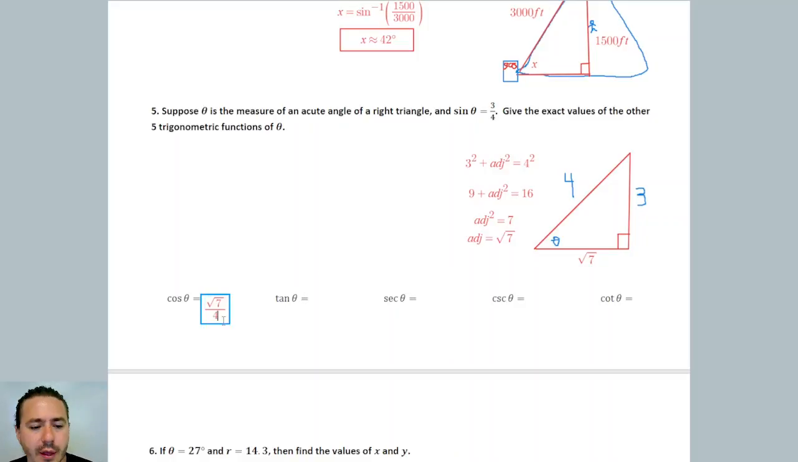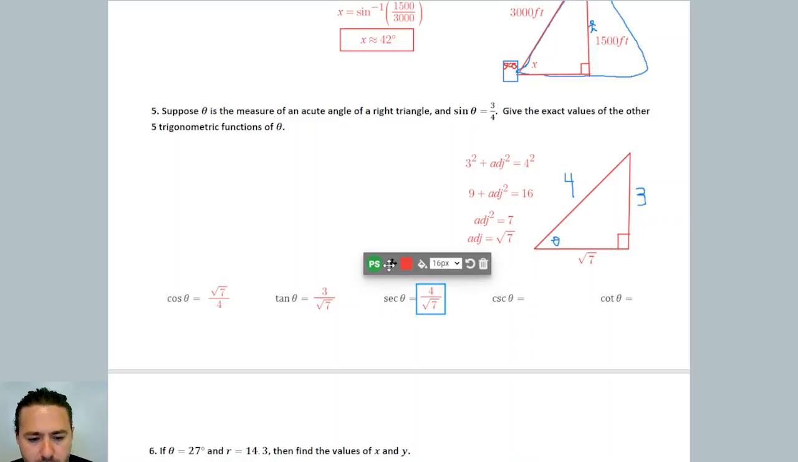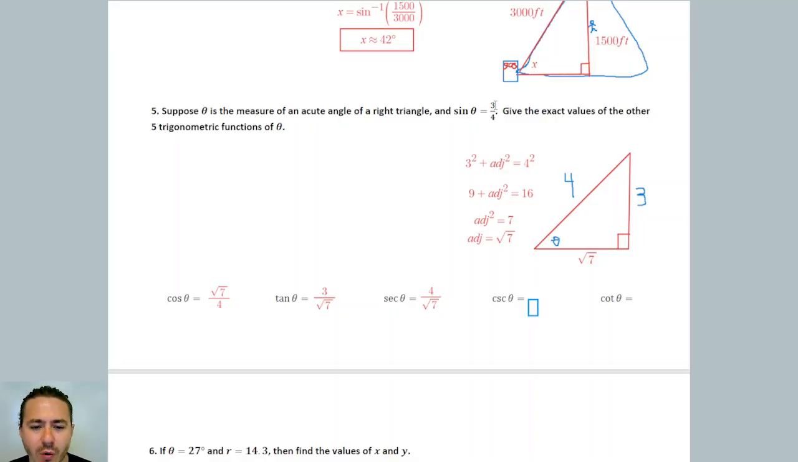4. Tangent is going to be opposite over adjacent, so that would be 3 over root 7. I'll come back and rationalize at the end. I just kind of want to run through all these real quick. Secant is the reciprocal of cosine, so that would be 4 over root 7. And just flip that fraction. Again, I'll come back and rationalize. Cosecant is the reciprocal of sine, so if I ever ask a question like that, you actually don't have to do any of this work because they already gave you sine. So I could just flip that fraction. I get 4 over 3. Cotangent is the reciprocal of tangent, so that's going to be root 7 over 3.